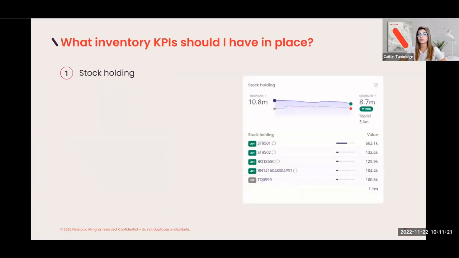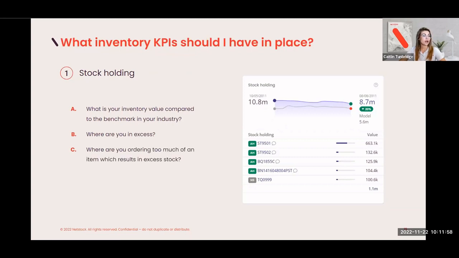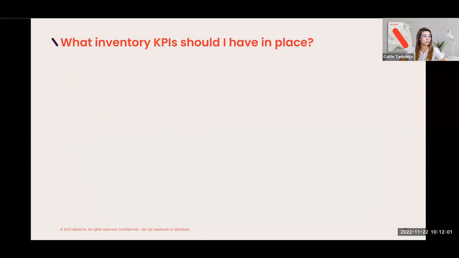So what inventory KPIs should we have in place? Well, at Netstock, we divide inventory KPIs into two parts, the stock holding and the fill rate. So the stock holding being the amount of inventory a company keeps for future use compared to an ideal model. You can see here we've got a starting point of how much stock we initially had when we started using Netstock. We have our current inventory level today, and then we have our ideal model of where we'd like to go. So the questions that you should be asking your business is, what is your inventory value compared to the benchmark in your industry? Which items do you have sitting in excess? Where are you ordering too much of an item, which will then result in excess stock?